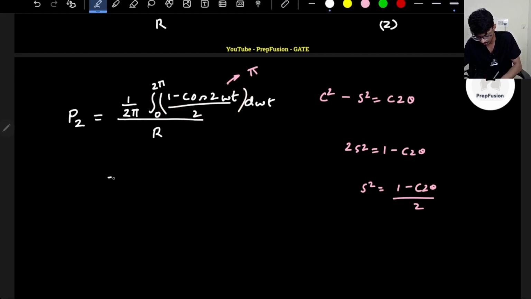So ultimately this will come out to be 1 by 2 pi, 2 pi of course will get cancelled. Vm square is a constant, so that will be outside. So it will be Vm square divided by 2R basically.